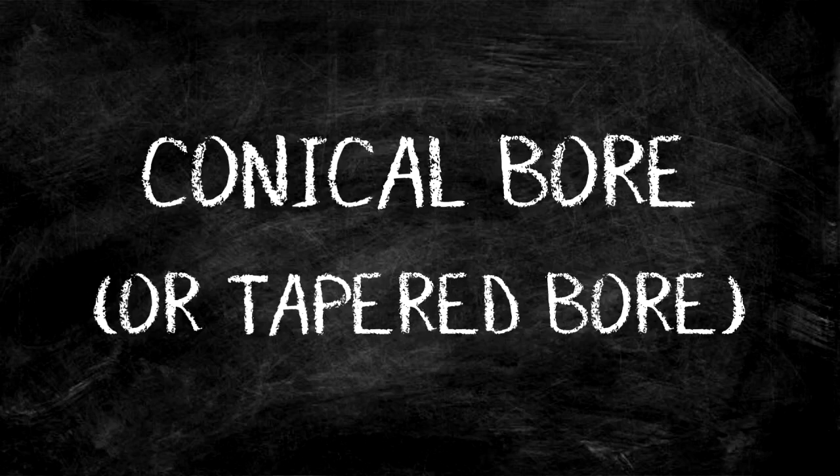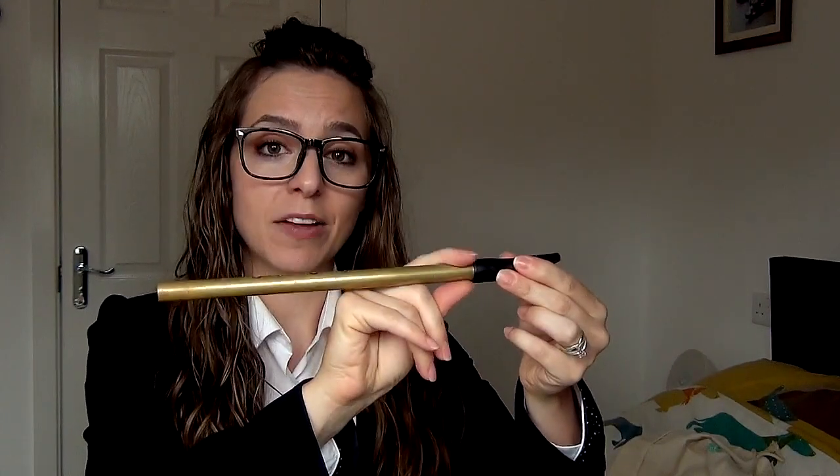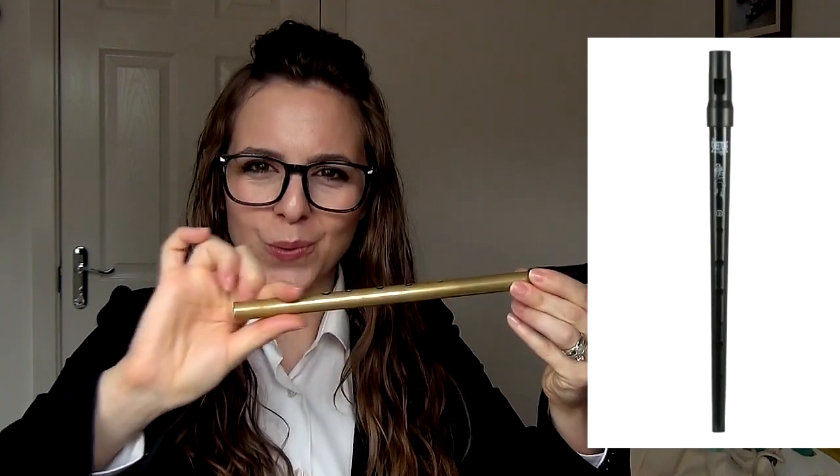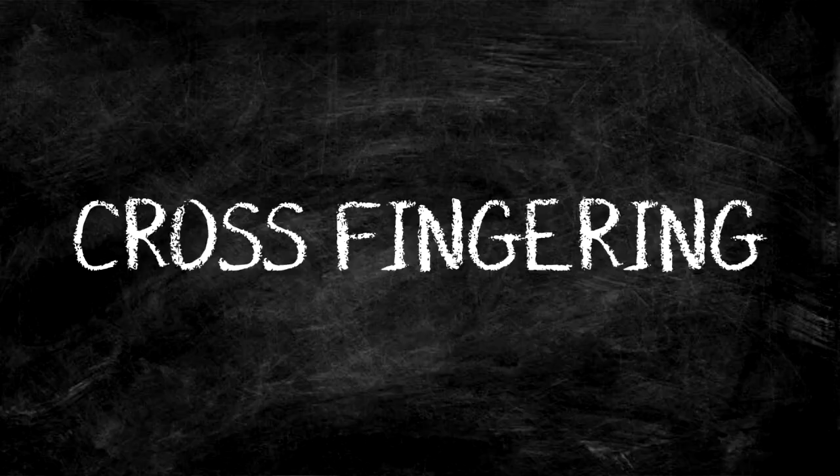Conical bore. Tin whistles come in different bore shapes, and as we learned, the bore is the main body of the whistle. A conical bore whistle tapers towards the end, so it's wider here at the mouthpiece end, and it's narrower at the base. So it's a cone shape, and it gets smaller as it goes down the whistle.